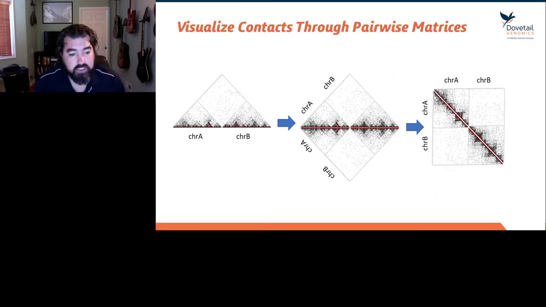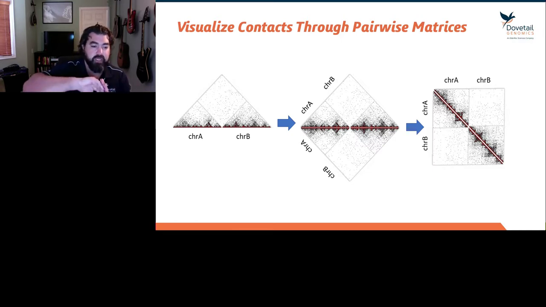Another way to view these contact matrices is through a pairwise perpendicular matrix, where you start with that triangle picture, which is really only chromosome A and B on the x-axis with the insert size on the y-axis, like I showed in the previous figure.